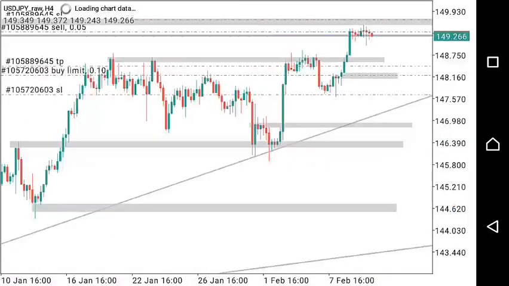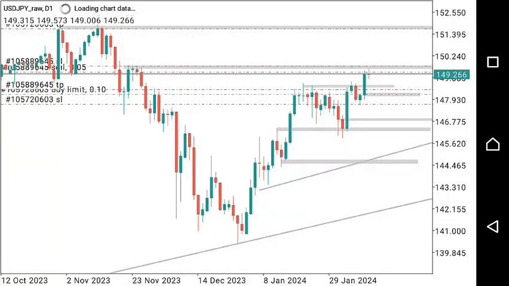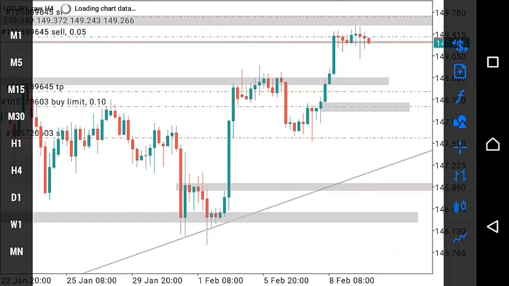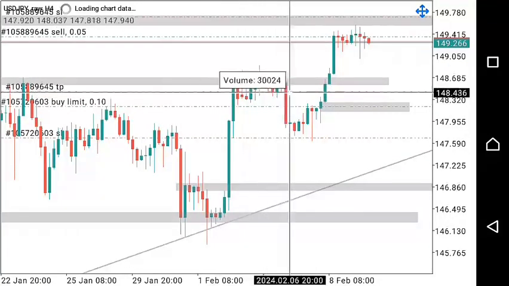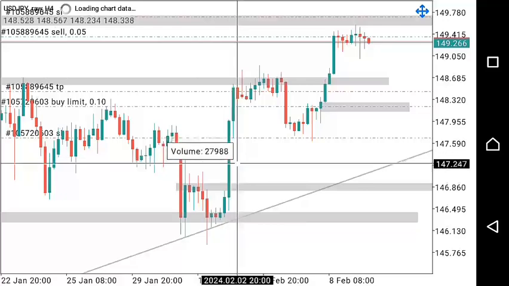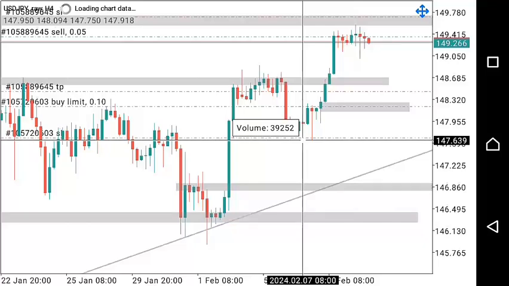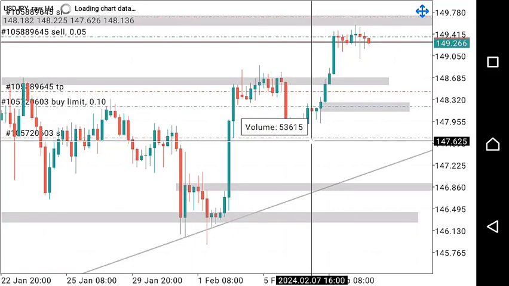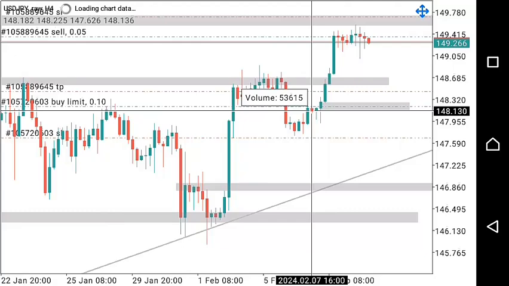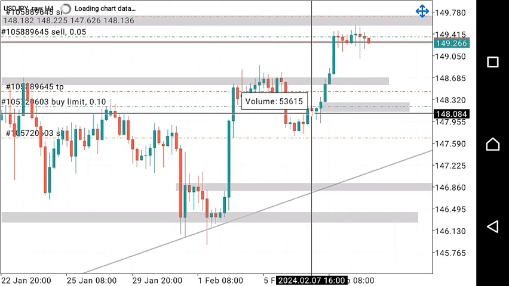So the next pair we're going for is the USD JPY. Like I said last week, USD JPY is going to be bullish, and it was. Now, I was expecting this fair value gap, this imbalance, to be mitigated. But instead, it didn't. Instead, we see a very strong bullish rejection right here, judging by this candle.